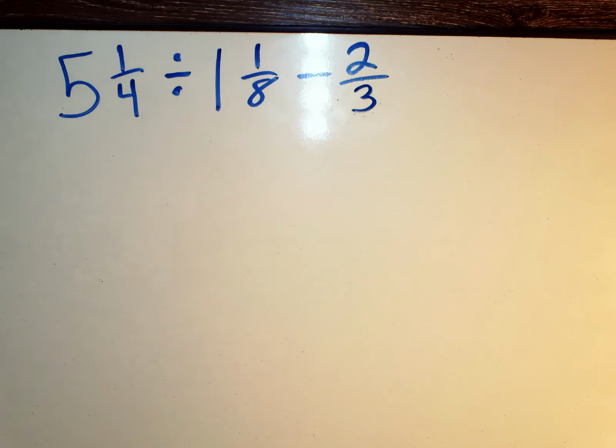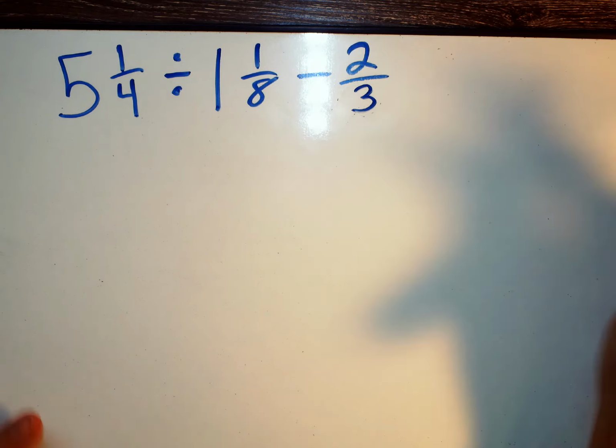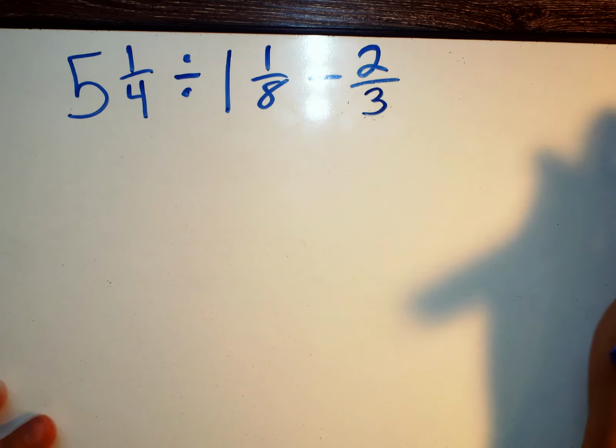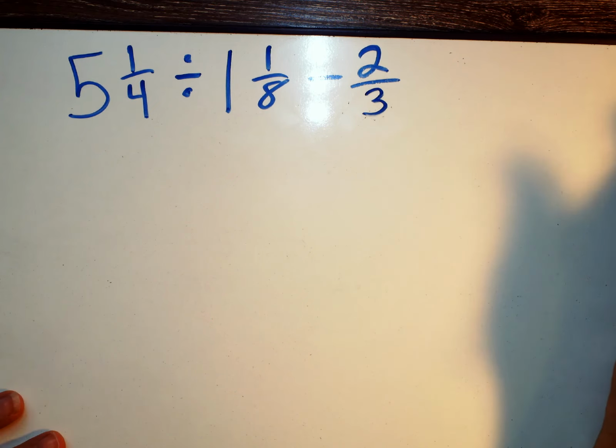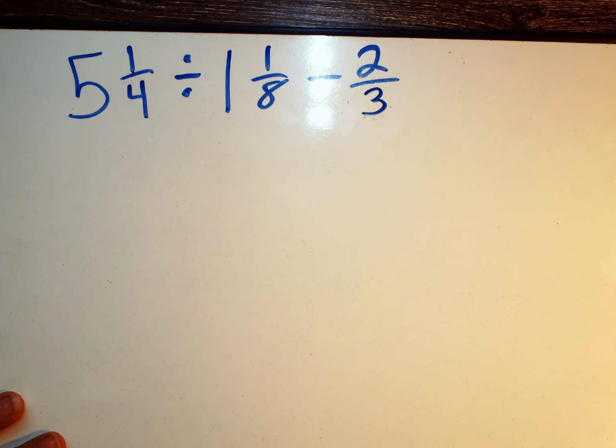Hi everyone, we're going to continue working with order of operations. We're going to add in there some mixed numbers. You've already started working on them, but we're going to do a couple more problems together. So we have 5 1/4 divided by 1 1/8 minus 2/3.